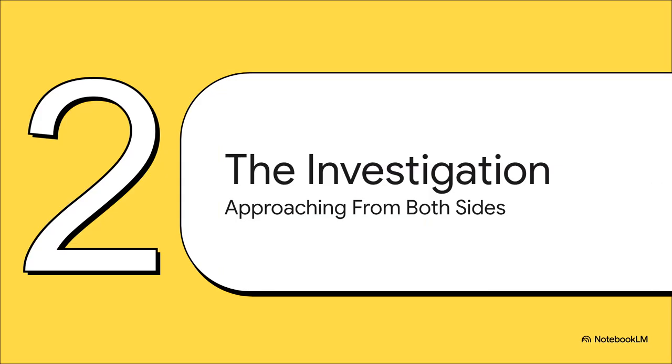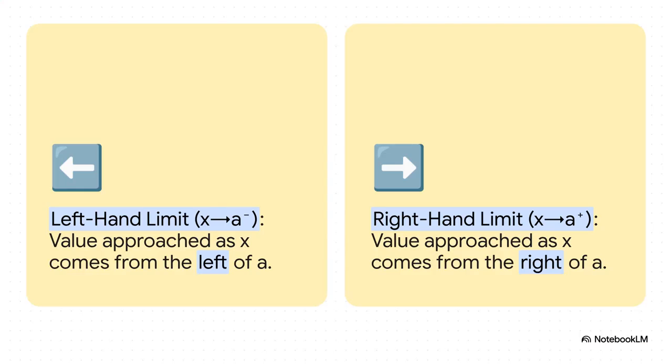Okay, but what does approaching really mean? You know, in math, we have to be super precise. It's not enough to just wander in the general direction. To be sure, we have to investigate the approach from two very specific directions. Think about it like you're on a number line, walking towards your target number. You have to check out the path coming from the left, using numbers that are just a tiny bit smaller than your goal. That's the left-hand limit, and we show it with that little minus sign. Then you have to check the path from the right, using numbers just a smidge bigger. And that's the right-hand limit, with the little plus sign.